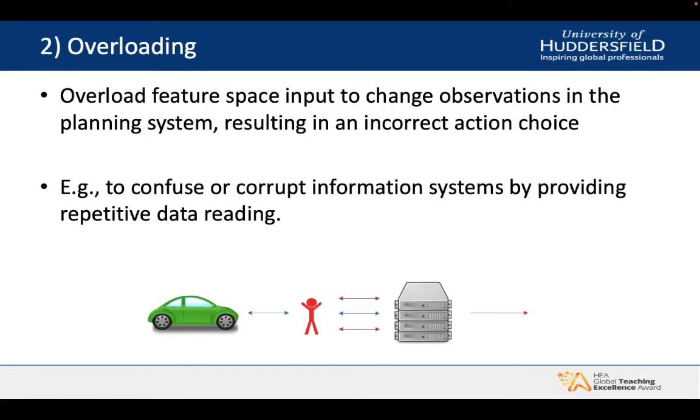So if we have a think about overloading, that's similar but on the opposite really, where we look to overload the feature space by introducing more data to result in incorrect actions. So this could be to deliberately provide repetitive data into the system to confuse it, to make it think that routes are more busy than they perhaps are.